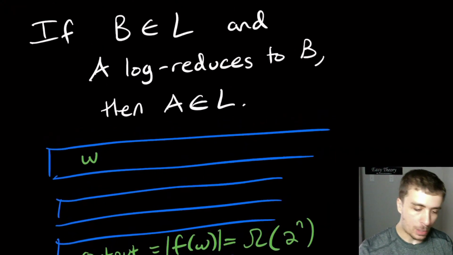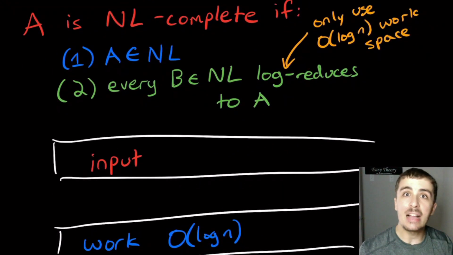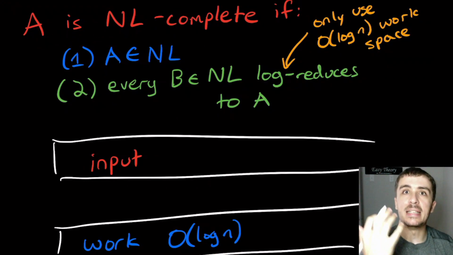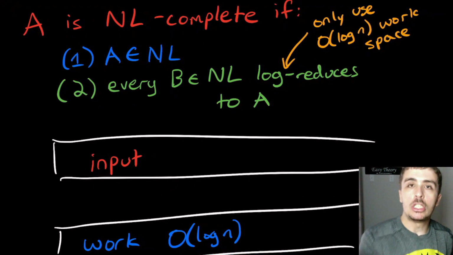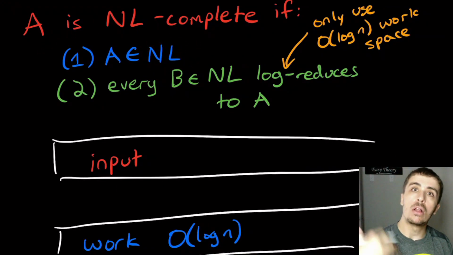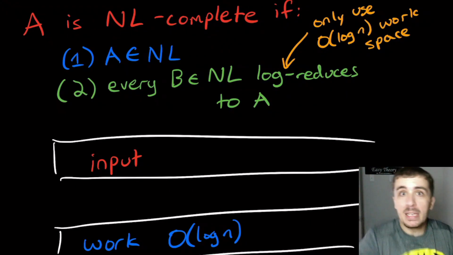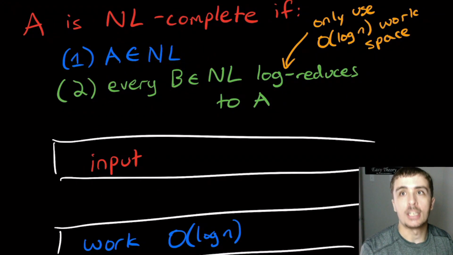And so therefore, that will tell us that if we have any language that is NL complete, then if that NL complete language is in deterministic log space, then that will imply that L is equal to NL. Because if that language is in L, say like this one, then that means that every language in NL log reduces to this guy because it's NL complete. But if it's the case that it's in L, then that means every language in non-deterministic log space is in deterministic log space, which is pretty dang cool.